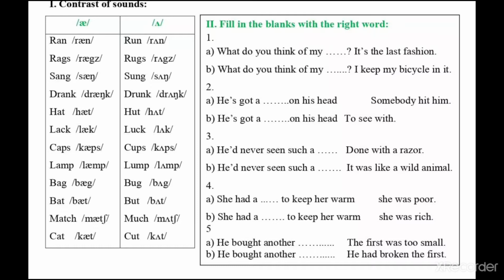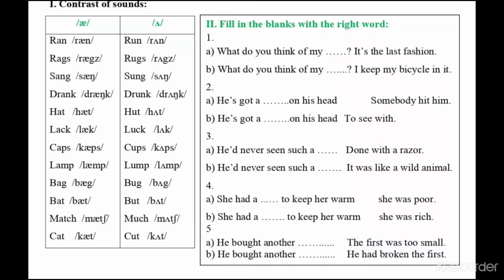But which one is the first? A, he'd never seen such a cut done with a razor, a haircut. But B, he'd never seen such a cat. It was like a wild animal. So a cat is the animal, of course. However, the first one is a haircut.